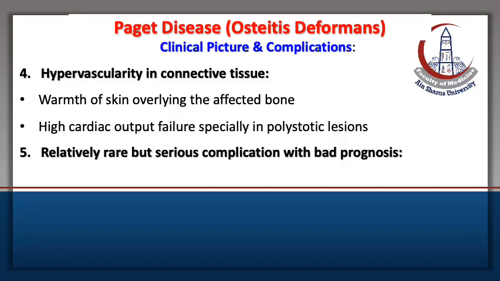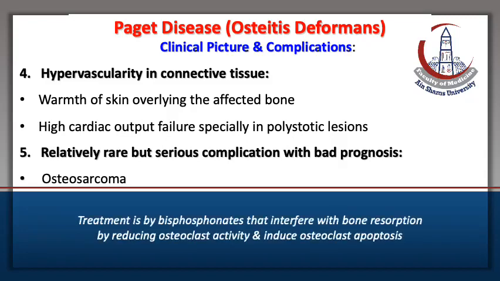In rare cases, there would be a serious complication with a bad prognosis in the form of osteosarcoma. Why? Because there is proliferation and multiple division of osteoblasts, sometimes with a mutation and activation of the proto-oncogene, and the final result is osteosarcoma.